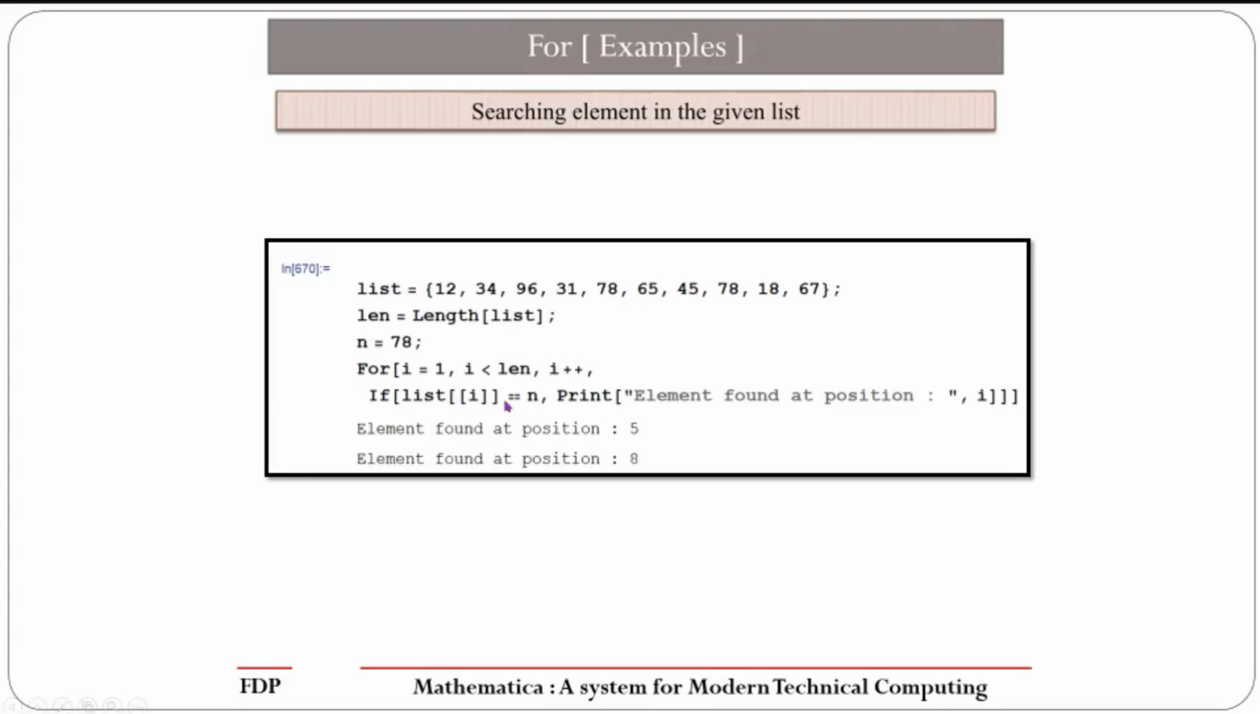12 is equal to 78, no. Then it will move again, i++, that means the index will be increased by 1, so it will go to index 2. Then index 2 is the element 34, the list[2] is 34. 34 is equal to n, no. Then again third position, 78 is equal to 96, no. So it will go like this. Whenever it gets 78, it will print. So that is 78 here and the 78 here, and then you will get 5 or 8 here.